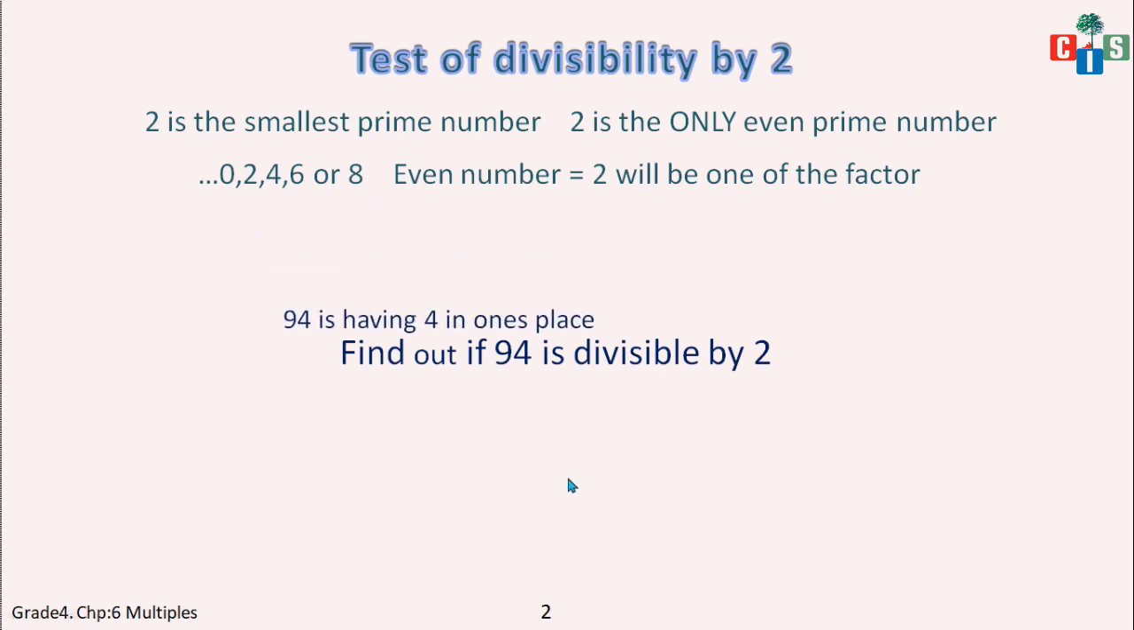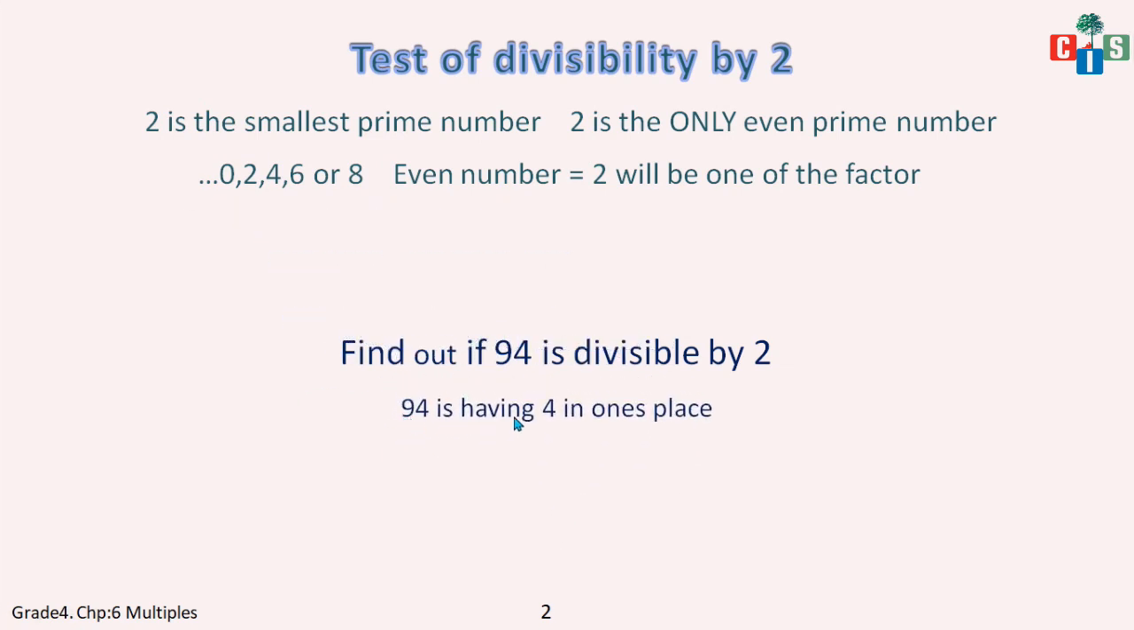Okay, so 94 is having 4 in the ones place, and if you do the division, 94 divided by 2, you will get remainder as 0. So we can say that 94 is completely divisible by 2. So 94 is divisible by 2. So this is the trick, that is the test of divisibility. What will we test? If it is an even number, it will be divisible by 2.